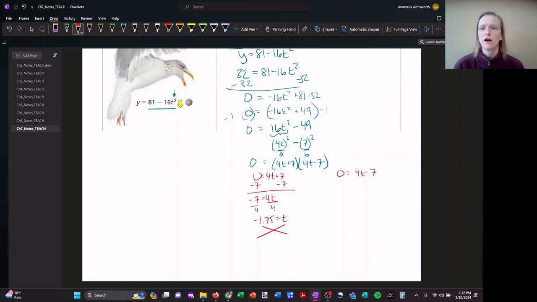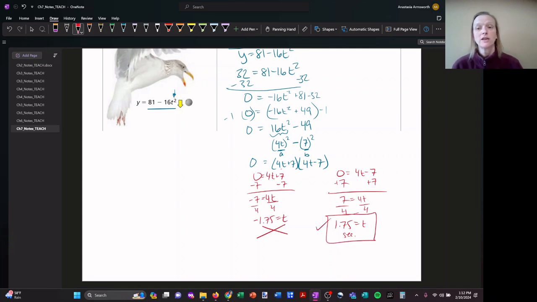Let's see what we get for the other possible value of t. Add 7 to both sides. We get 4t equals 7, divide both sides by 4, and I have that t equals positive 1.75 seconds. That is a much more sensible answer that does make sense in the context of the problem, and so that's the answer we go with. Even though mathematically the negative value is a solution to the problem, it's not a solution that makes sense in the context of the problem. I hope this helped.